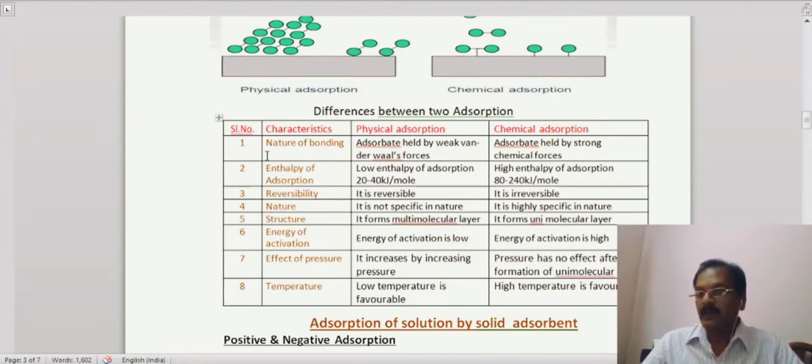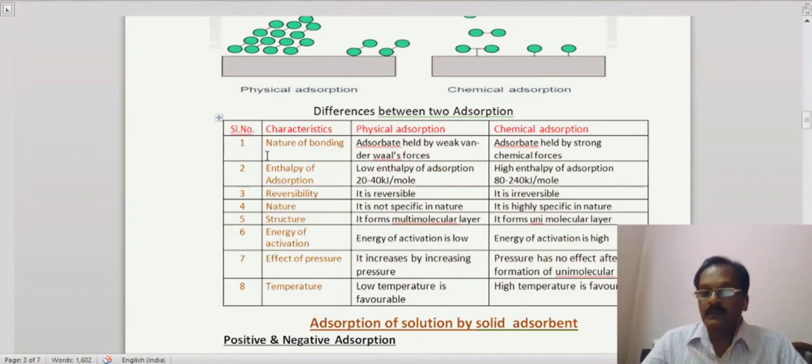For example, if you take tungsten, it can adsorb only hydrogen. If you take platinum or nickel, it can adsorb only hydrogen, whereas nickel cannot adsorb CO2 gas or ammonia gas. That is what is meant by highly specific in nature.